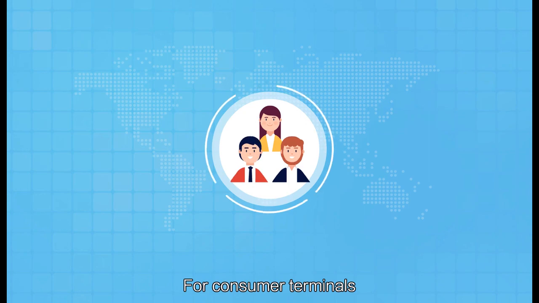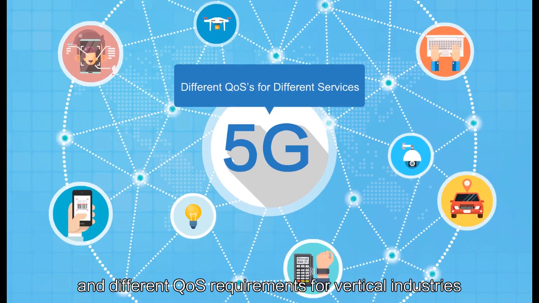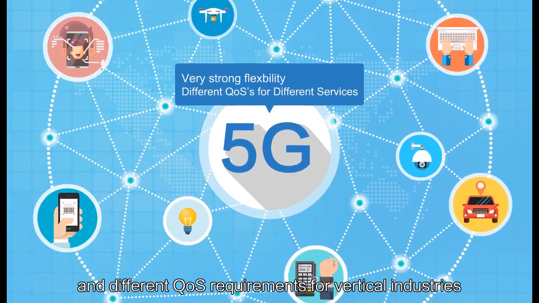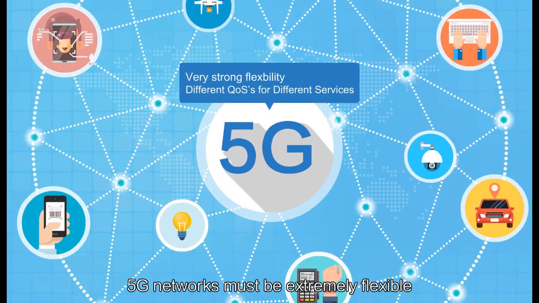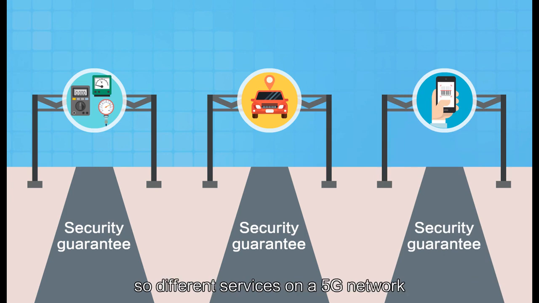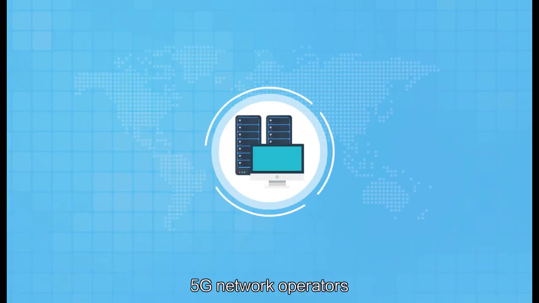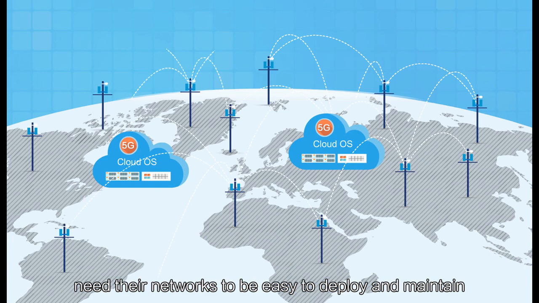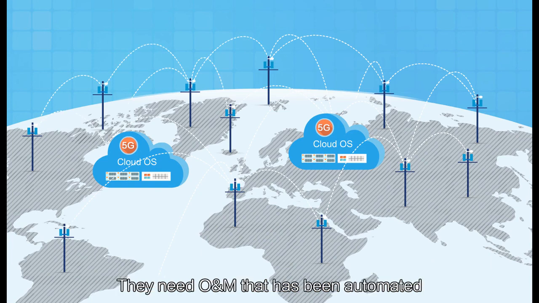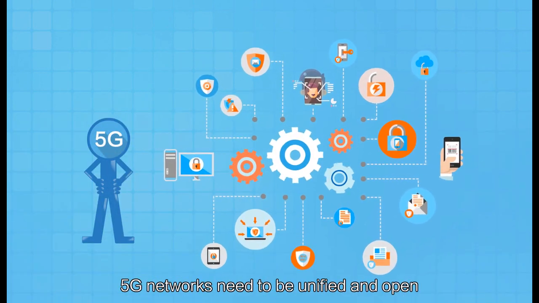For consumer terminals, 5G networks will have to support multiple service scenarios and make different QoS requirements for vertical industries. 5G networks must be extremely flexible. Vertical industries require different security assurances, so different services on a 5G network must be isolated from each other. Also, 5G network operators need their networks to be easy to deploy and maintain. They need O&M that has been automated based on the Internet architecture. 5G networks need to be unified and open.